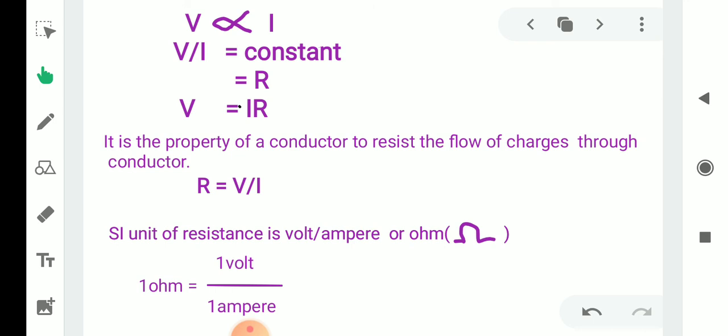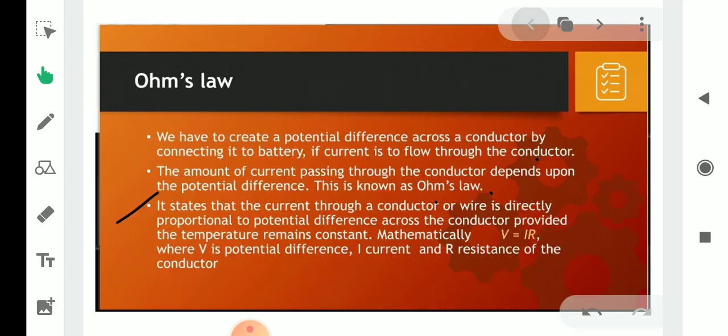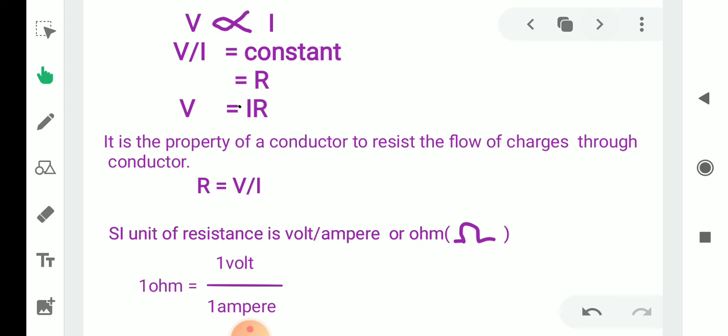Mathematically it is given as V equals IR, that is, potential difference is equal to electric current times resistance. So this is how it is mathematically expressed.